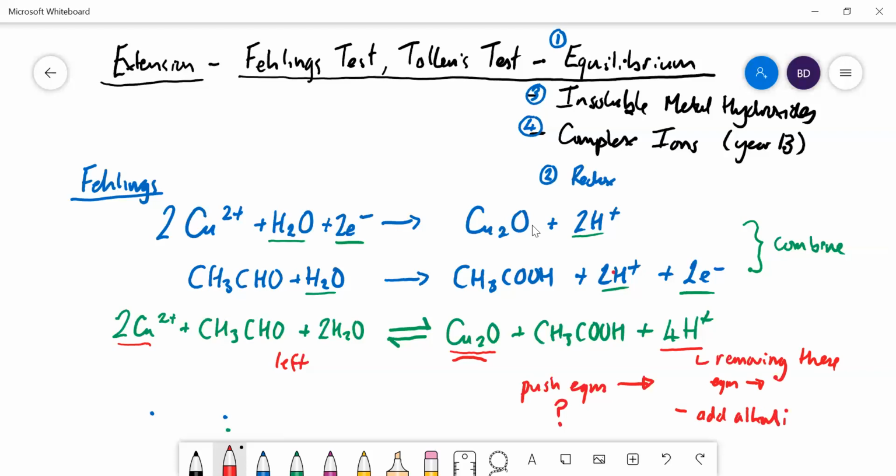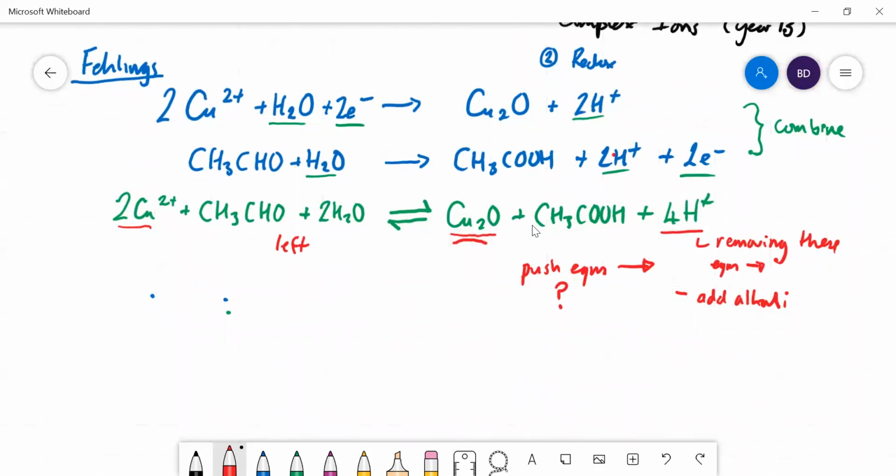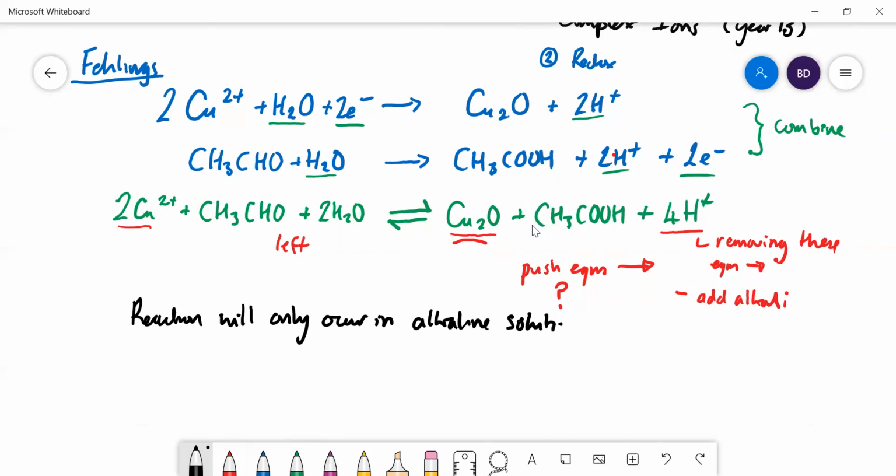So we have seen from that equilibrium that this reaction will only occur in alkaline solution. It won't happen at neutral. It won't happen in acidic conditions. So what can we do? Well, can we add some sodium hydroxide?